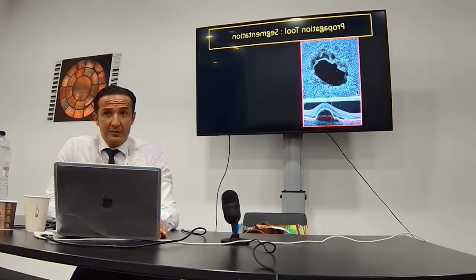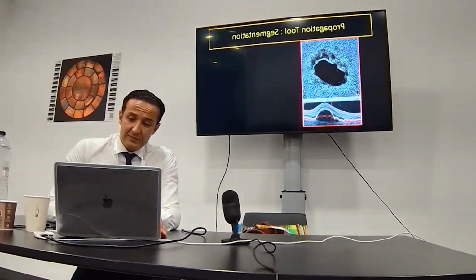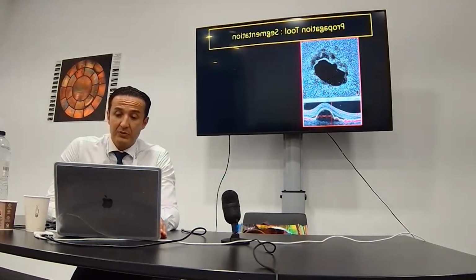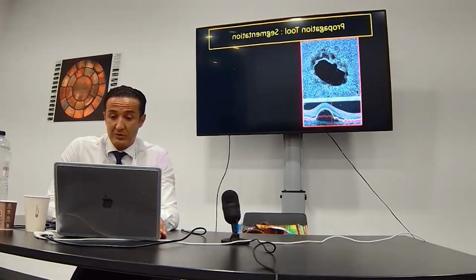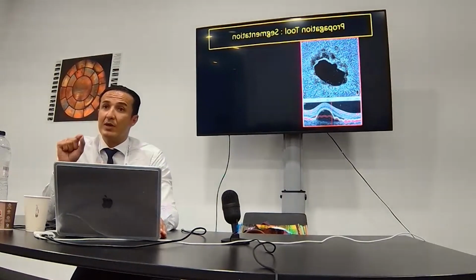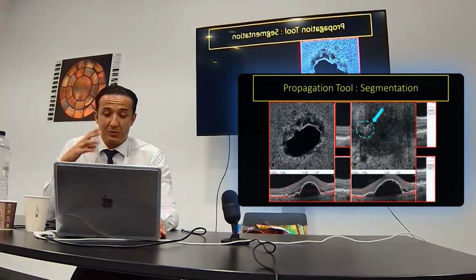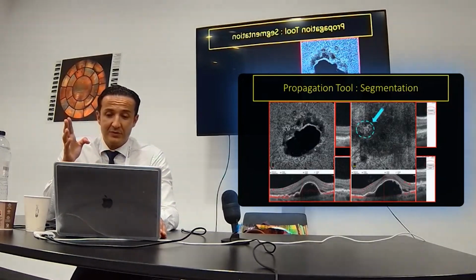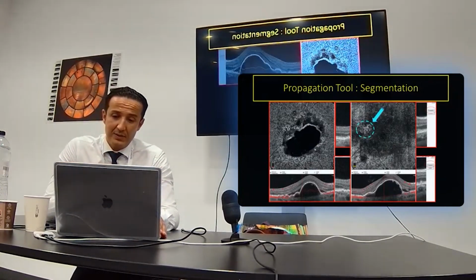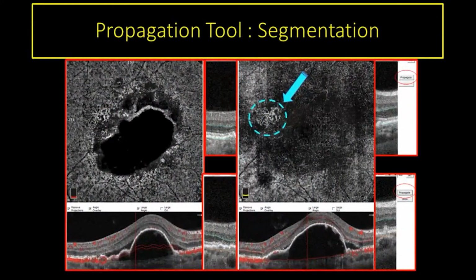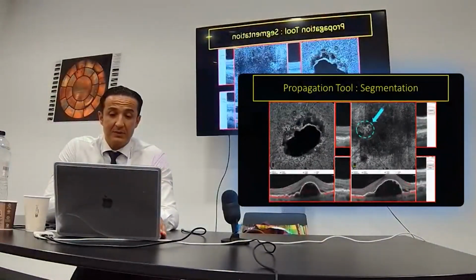The segmentation in the Solix platform is really also improved, and you can correct the segmentation with a propagation tool. You can correct just one line, and you propagate the correction over the whole cube. And look here in this case of vascular PED. And after, we can better isolate the CNV decorrelation signal.